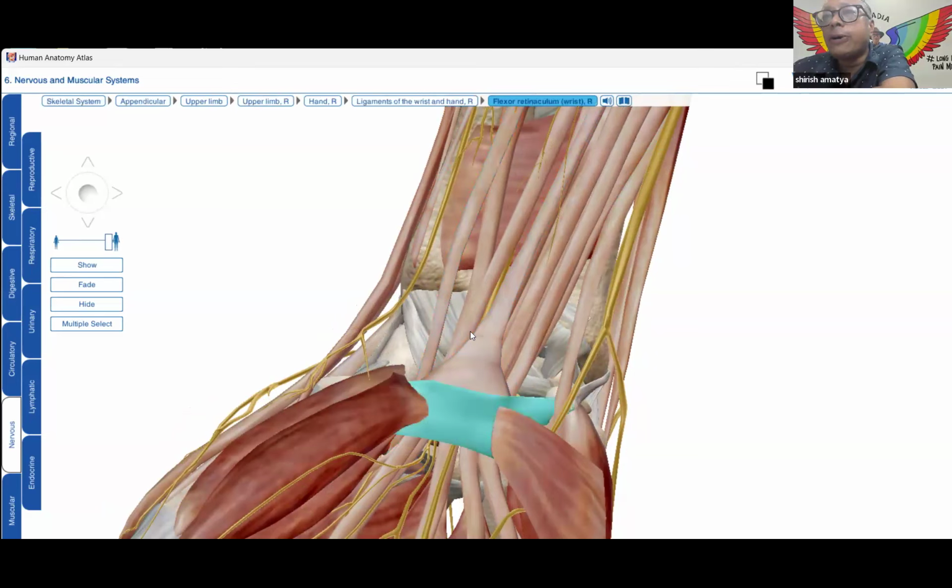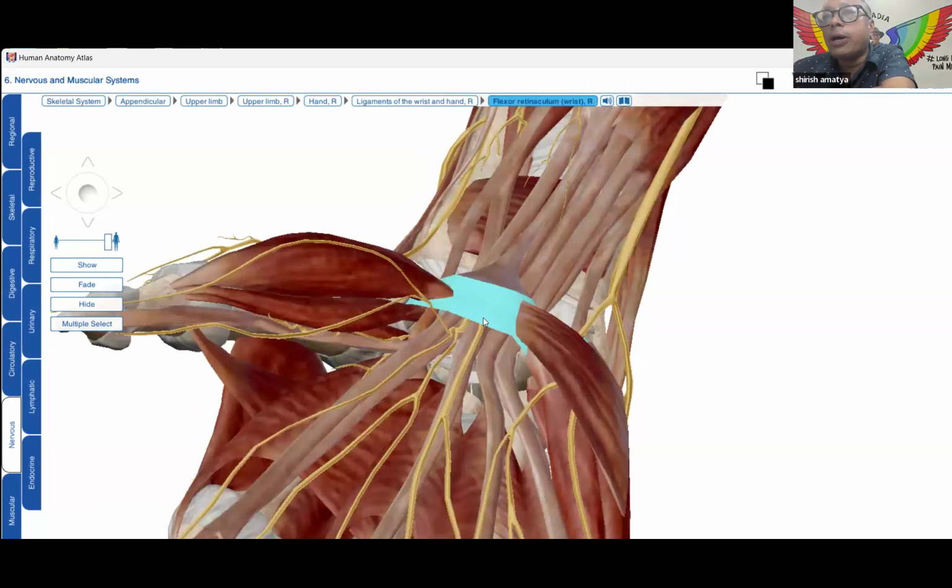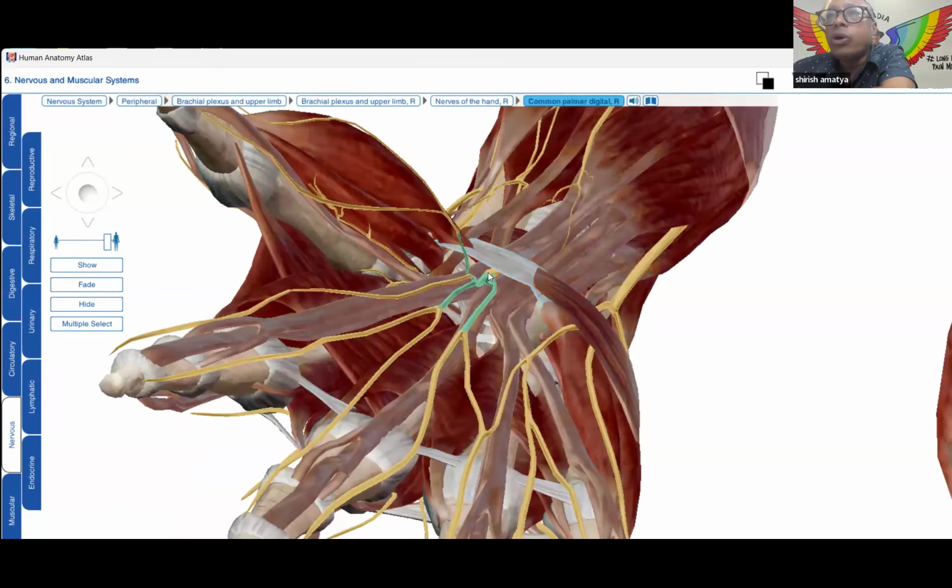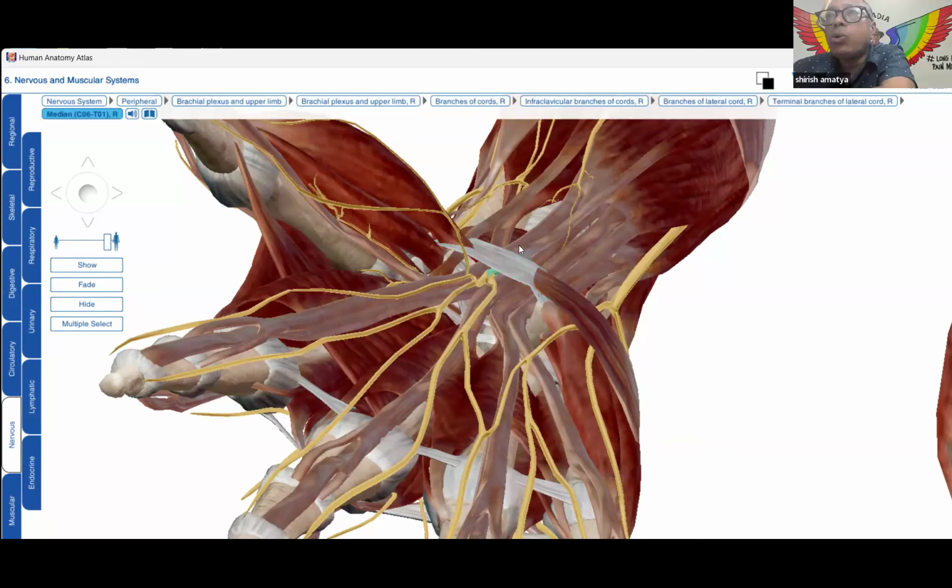Okay, now coming to the flexor retinaculum, as you can see, along with the median nerve, you can see 9 different tendons going below this flexor retinaculum and coming to the hand.